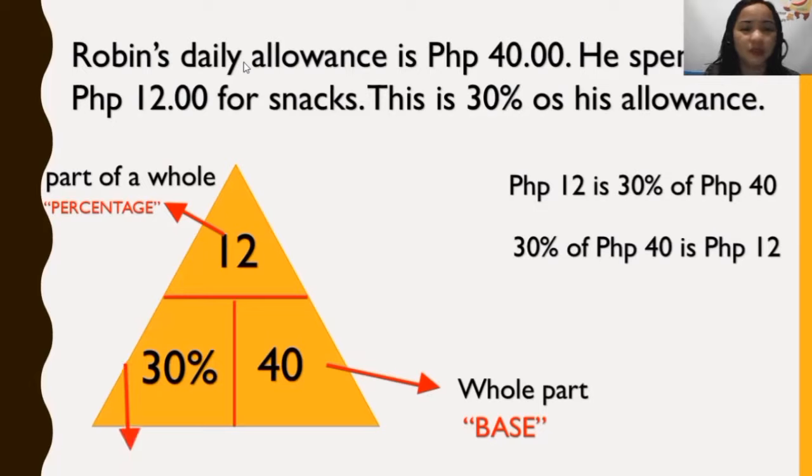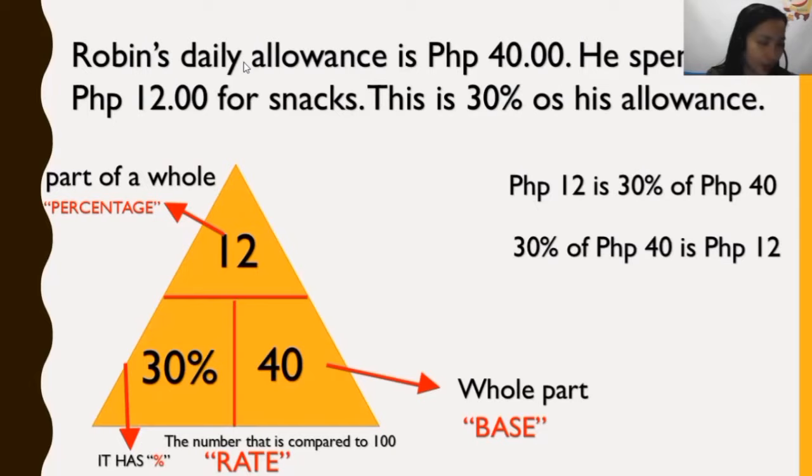And this one, 30%, is what we call the number that is compared to 100. And it is what we call the rate. And rate is also the number that has the percent symbol. So, ito lang yung lagi nyong nakikita. Kapag i-identify nyo, ito yung lagi na may percent symbol. Ang tawag doon ay rate. And, isa pang idea or trick para malaman nyo na ito ay percentage at ito ay base at ito ay rate.